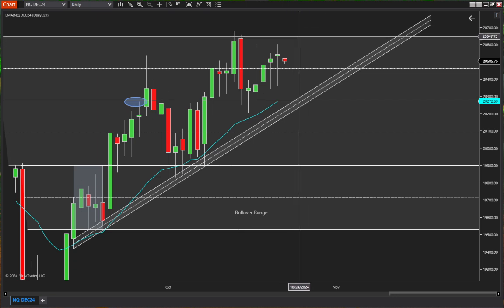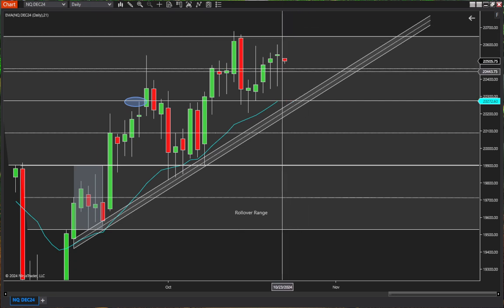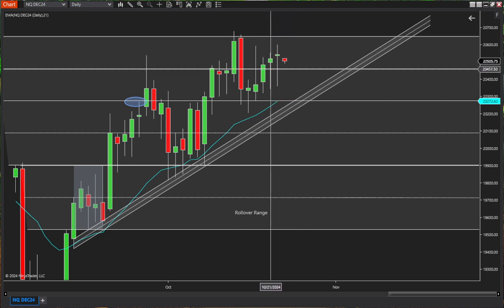So that's what I like to look at on my daily. Midline, I look at the midline, it's going to be a battle zone, right? Today you can see that the midline was a battle zone. We're going to remember this level, 20,461.